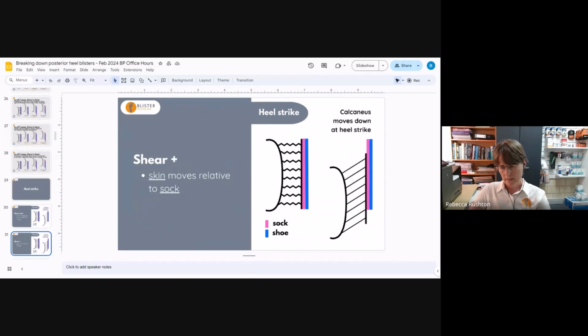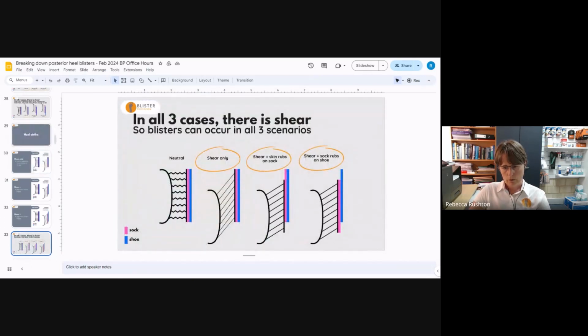And if we compare that to the magnitude of shear when there is slippage between the skin and the sock, then the skin is released to move in sync with the bone at an earlier moment, and therefore it reduces the magnitude of shear deformation. And it's the same if we get that slippage between the sock and the shoe. So all of those things on the one slide, again, in all three cases, we have shear deformation, so blisters can occur in all three scenarios.